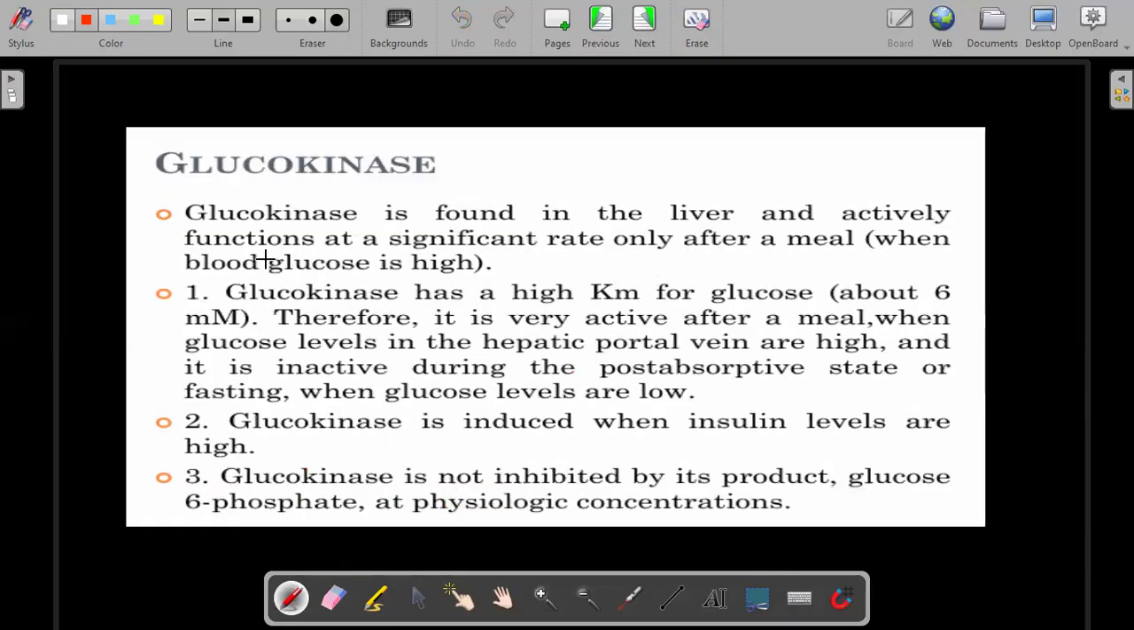Now, in terms of glucokinase, this enzyme is activated by insulin. Insulin is secreted after you take a meal. After a few hours following a meal, the hormone insulin is secreted and activates the enzyme glucokinase to start doing its work. So insulin is the activator for glucokinase.